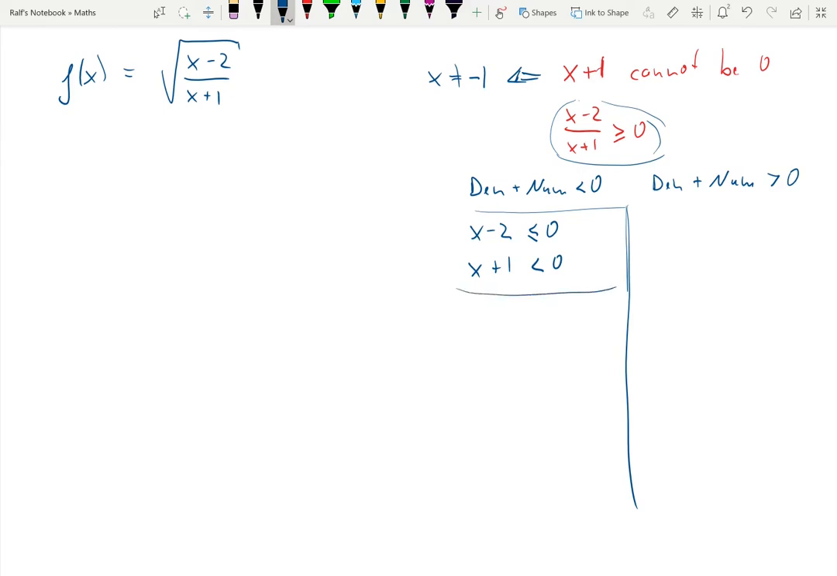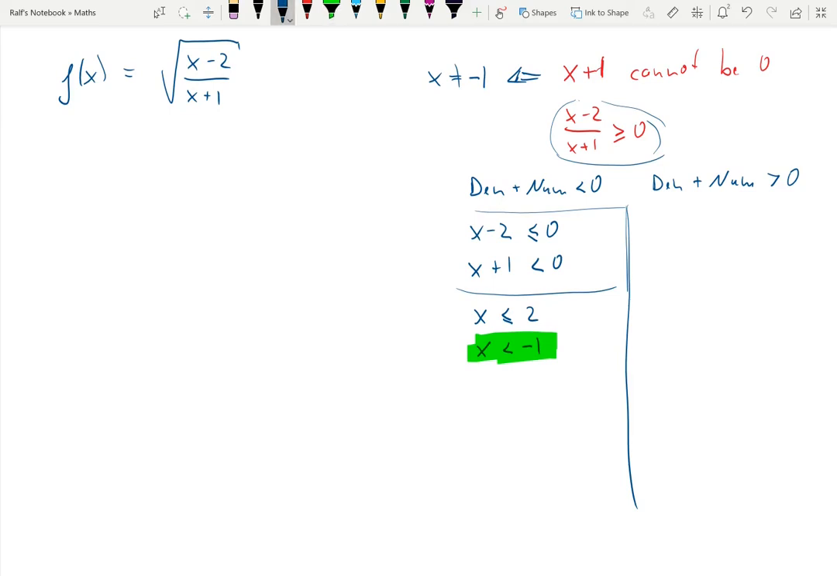Let us just isolate the x's in these two inequalities. So the first one, we bring the negative 2 to the right-hand side, and the second one, we bring the plus 1 to the right-hand side. So we have x is smaller than negative 1. So we need x's, in this case, which are smaller or equal to 2 and smaller than negative 1. So the condition which is dominating here is this one, because if x is smaller than negative 1, then it will automatically be smaller or equal to 2.